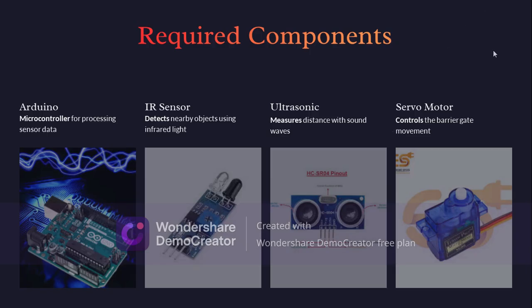So this is the servo motor. The servo motor is used to open and close the barrier. The signal pin of the servo motor is connected to a PWM digital pin of the Arduino Uno board, and it has three pins. We will explain it again in the next part.